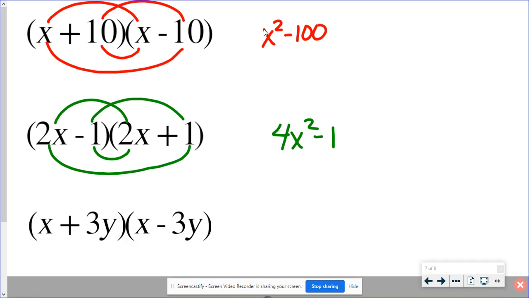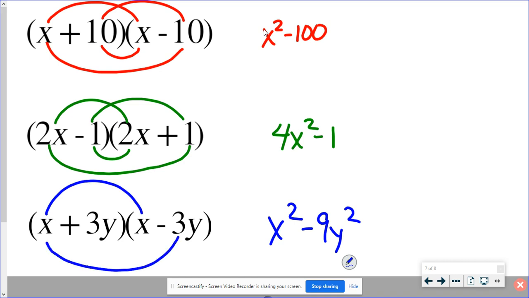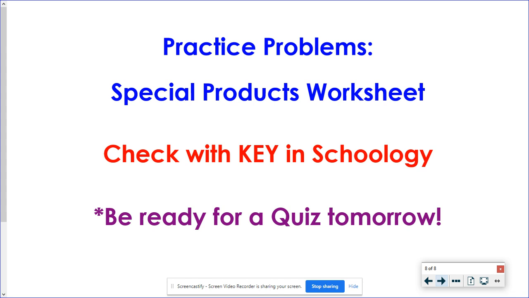And for the last one, this answer would be x squared minus 9y squared. X times x is x squared. Negative 3xy and positive 3xy. Cancel. Negative 9y squared. So today's worksheet is all just these special products.